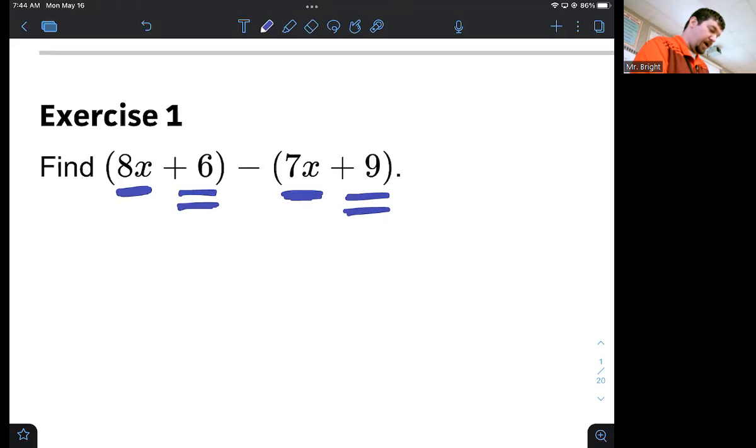So with our x's, someone tell me what 8x minus 7x is. 1x. Yeah, so we can write 1x, or you could just put the letter x, because we know if there's a 1 in front of it, we don't actually have to write that 1. What about 6 minus 9? And don't say 3. It's negative.